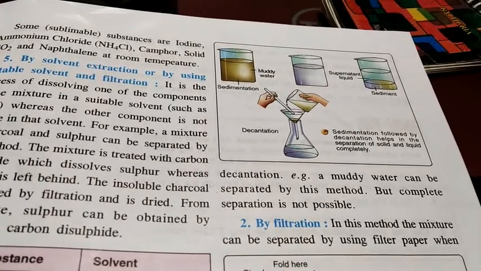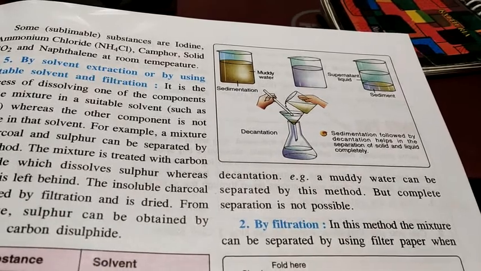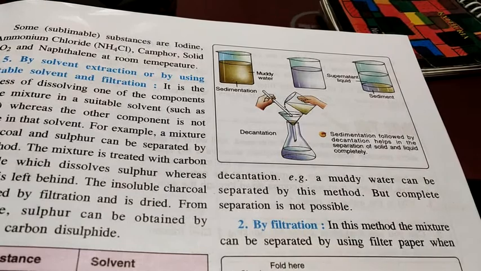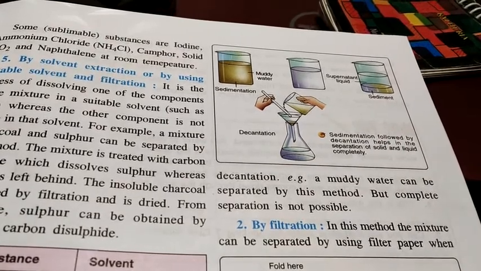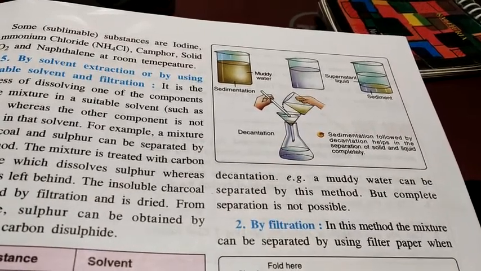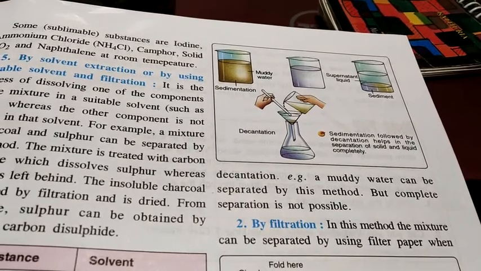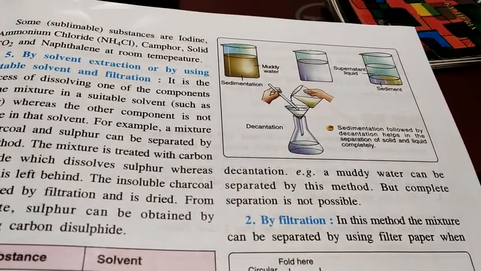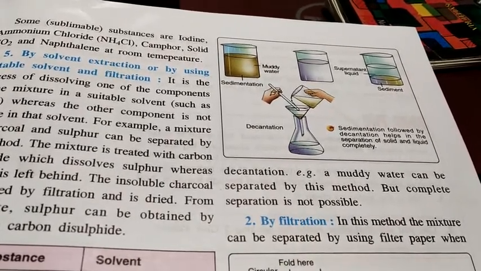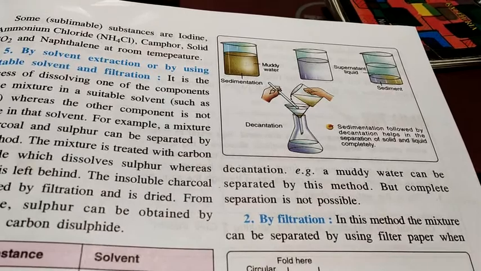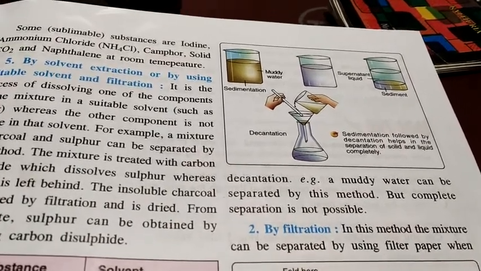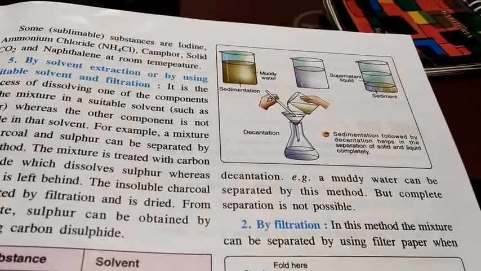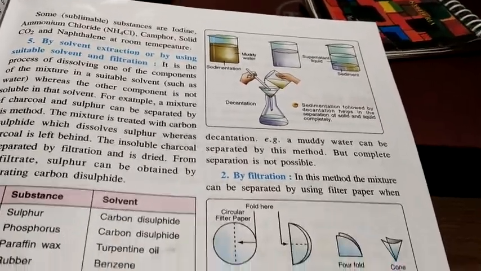They have taken an example of muddy water, which can be separated by this method. But it is written over here that complete separation is not possible, meaning you will not get a pure liquid. All the particles do not settle down, some keep remaining, but most of it has been separated. So that is why we can use this method.